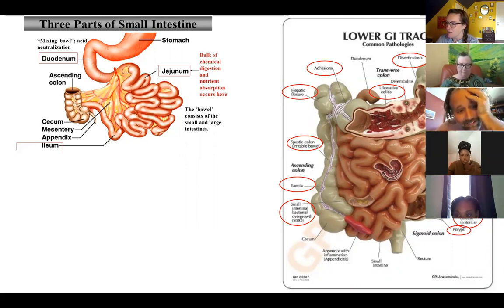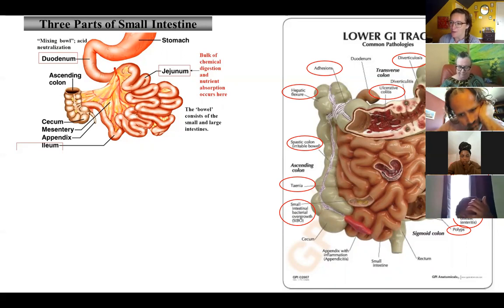And you might not have one, you might have one, you might have more than one. But these are things that can happen when there are imbalances. So there's small intestinal bacterial overgrowth, polyps, Crohn's disease, cancer, bacterial infection, ulcerative colitis, diverticulitis, adhesions, all sorts of things. So that's just there for your viewing pleasure.